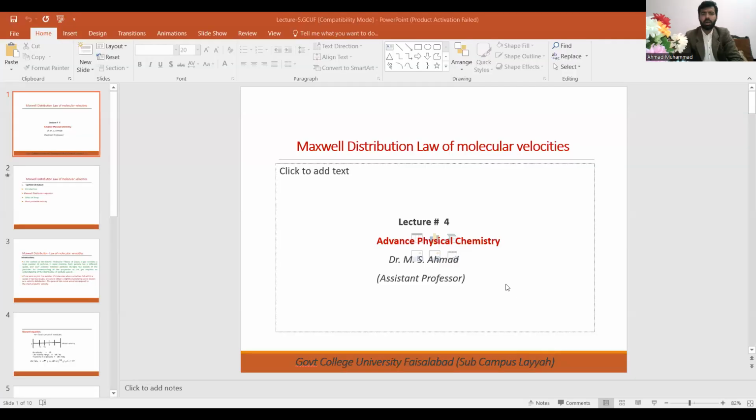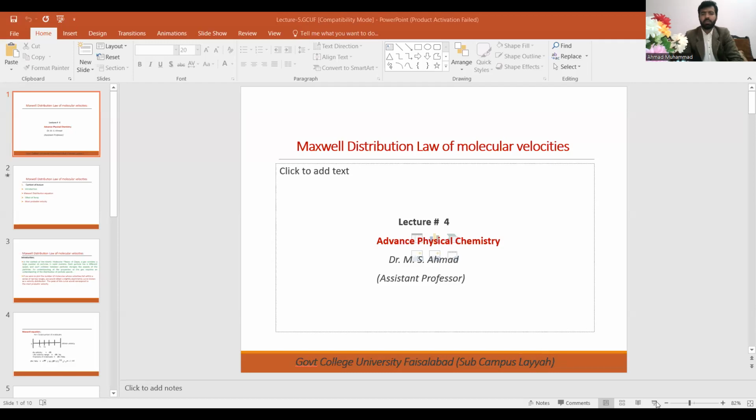Hello everyone. We are together again for a new session, and today we will discuss the important topic, which is Maxwell law of molecular velocity.